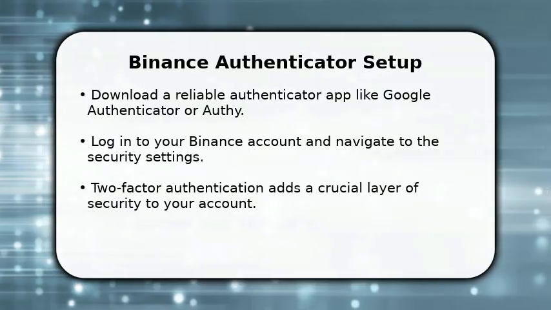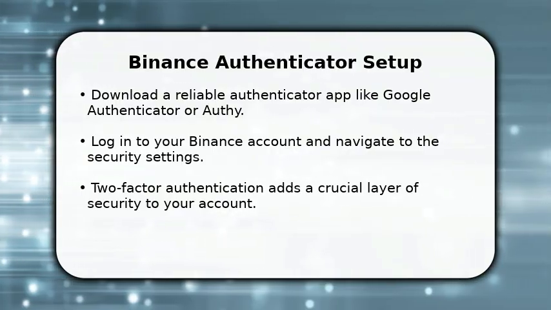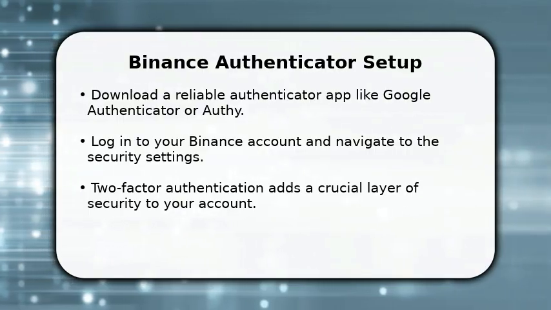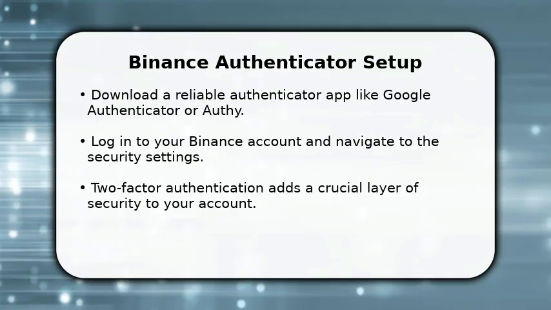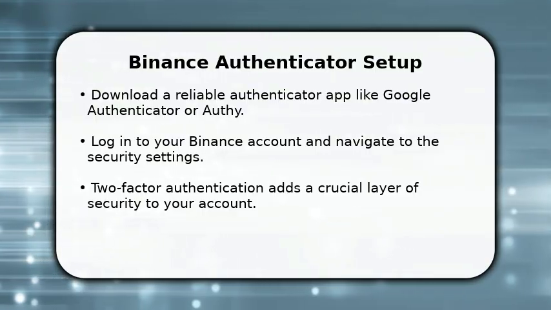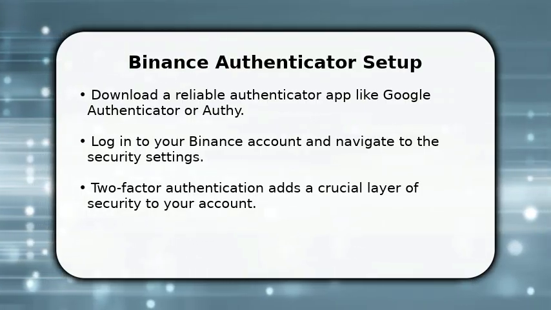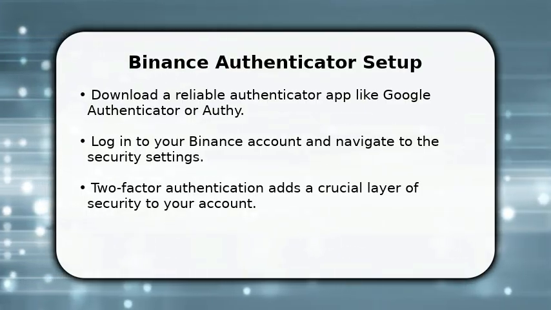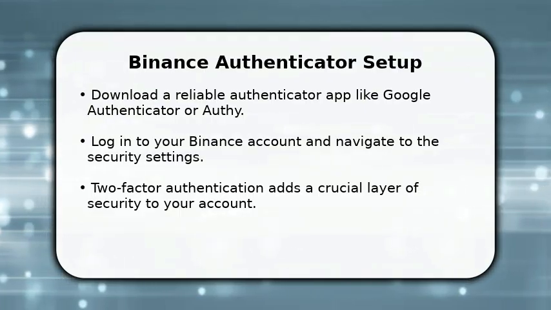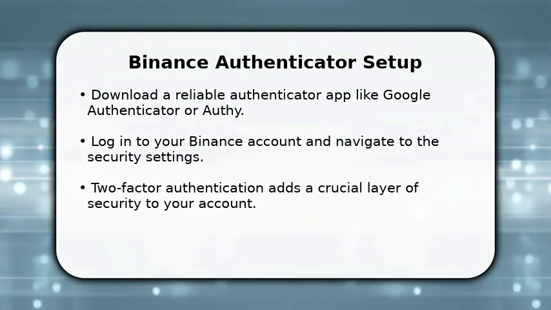In this video, I will explain how to set up an authenticator for Binance. First, ensure you have the Binance app installed on your mobile device. Then, download a trusted authenticator app, such as Google Authenticator or Authy, from your device's app store. These apps generate time-sensitive 6-digit codes, providing an essential extra layer of security for your account. This process is quick and significantly enhances your crypto asset protection.